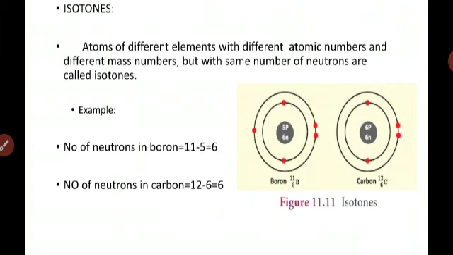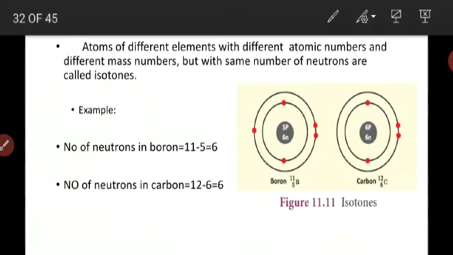You see here, boron is 5, 11 and carbon is 6, 12. The atomic numbers are different, 5 and 6, and the mass numbers are different, 11 and 12, but the neutron number is the same. How can we find the neutrons? A minus Z, mass number minus atomic number, right? Mass number A minus Z.